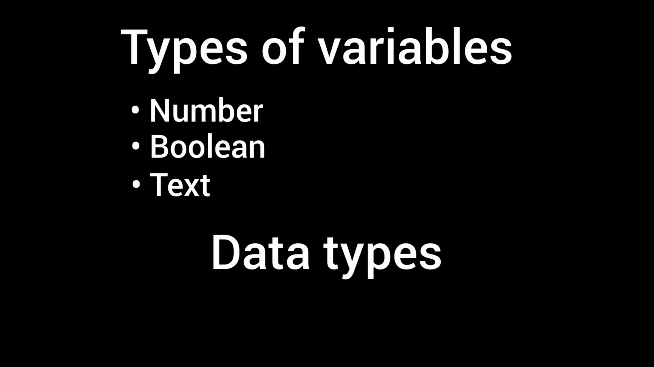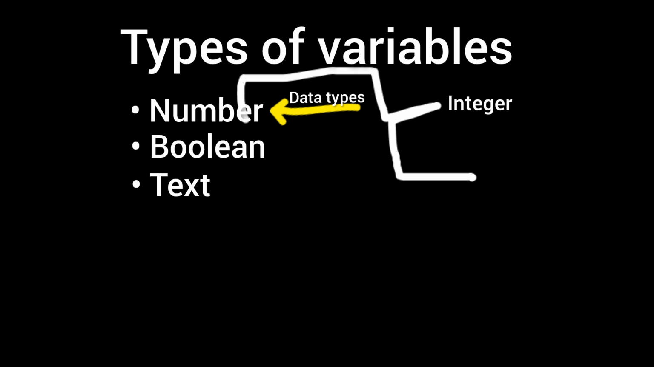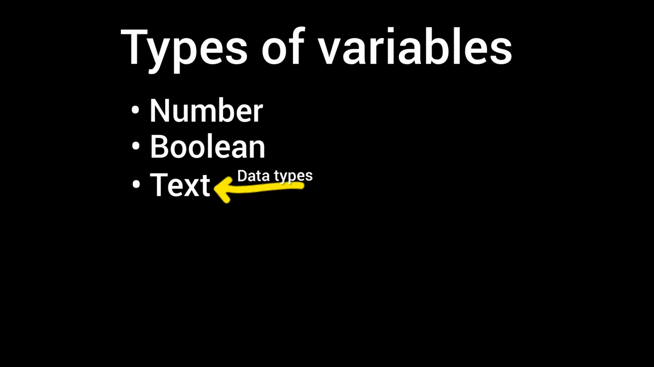We have many different types of variables. We have number variables, boolean variables, and text variables. Those types of variables, we call them data types. We have the number data type, which is divided into two. We have integer, and also we have another type of variable, which is text. In programming, we call it string. Then we have another type of variable called boolean. It's only used to store a value that is either true or false.